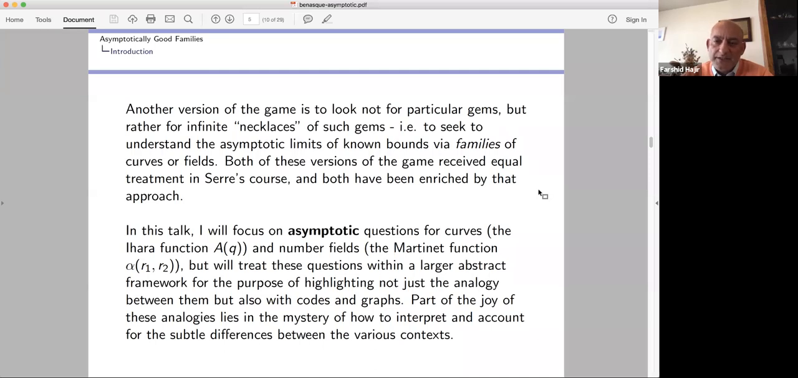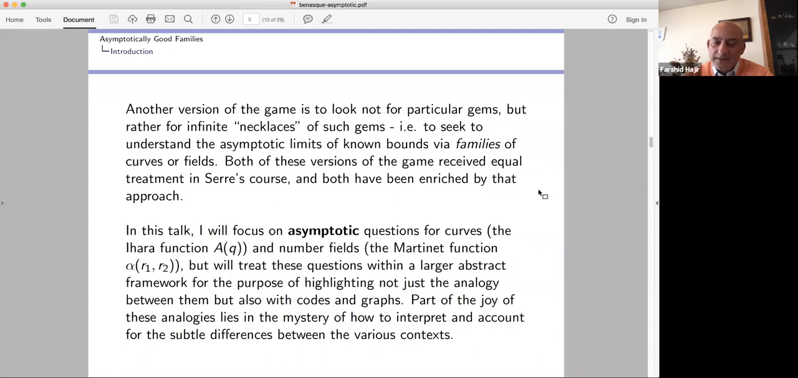So you're looking at the contour of the shape of such bounds that you could get. And I always thought it was interesting that Sayre was interested in both versions of this game. In his video, if I remember right, he would say, on Tuesdays, we would do specific curves. On Thursdays, we would look at asymptotic results. And in this talk, I'll be talking about asymptotic questions. So about the Ihara function A of Q, which is a major star of this conference.